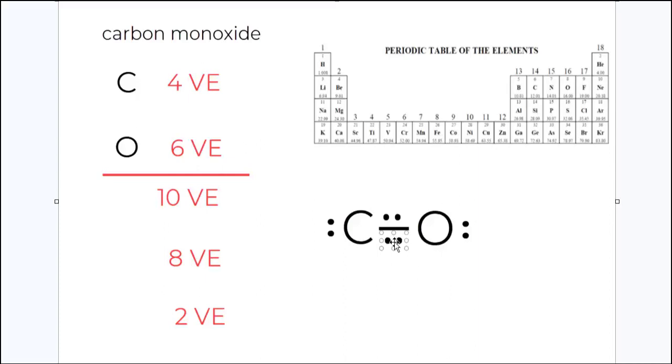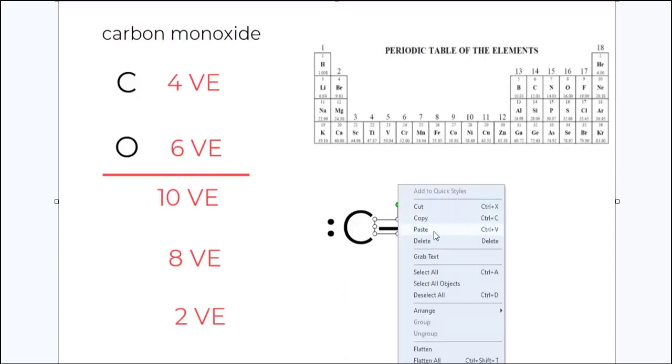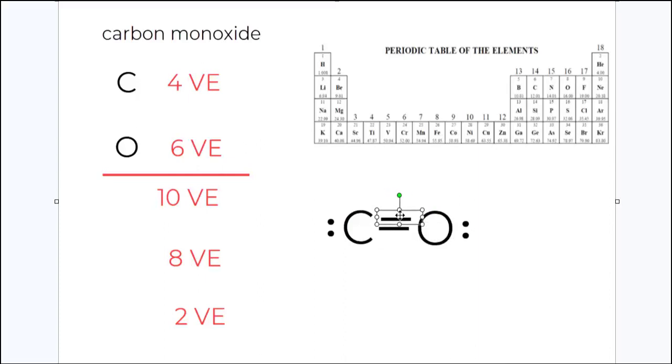Rather than showing them here as separate dots, I'll just draw in a line and use that as the replacement for that pair of electrons. This is what's traditionally done. We've made a double bond. The first bond is referred to as a sigma, and the second bond is a pi. That's because the nature of that sharing is different. The pi bonds are not shared directly between the two atoms, but are shared above and below.